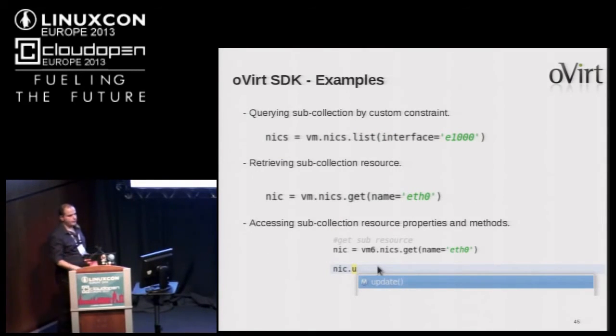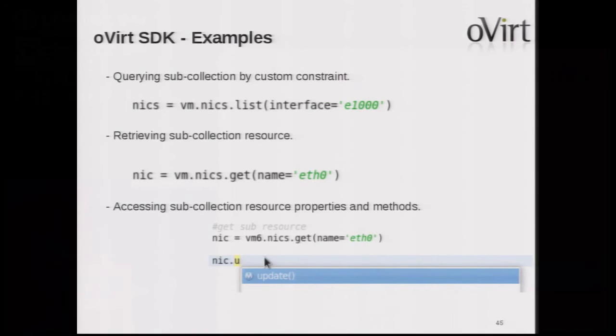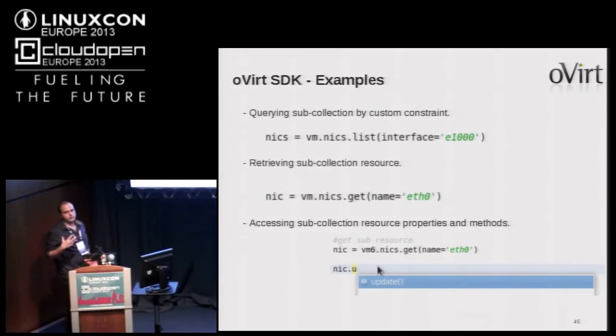Here is an example with NICs, getting NICs with specific interface type. And you can find more examples in our website, but just basically to give you the knowledge that you could do anything with that. Anything you could do in the API, anything you could do with the CLI. Any questions so far?